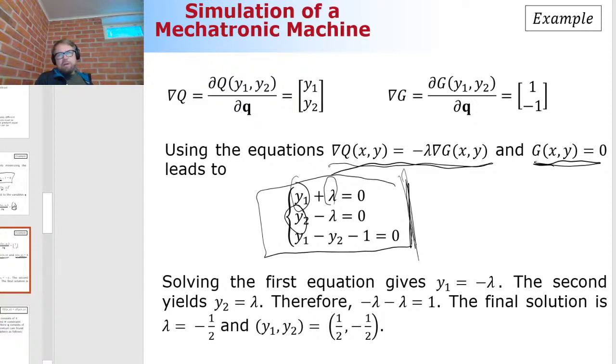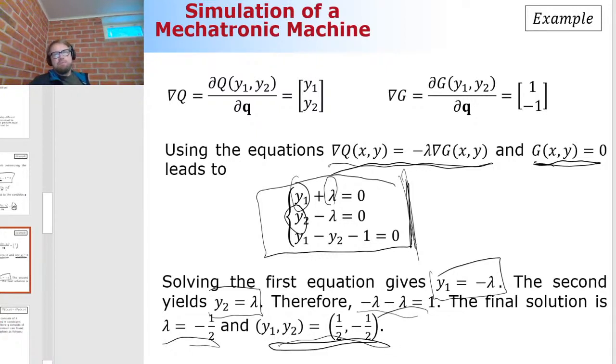That's the way we're going to do this in multi-body system dynamics as well. Now, when I'm solving the first equation, it gives me y1 is equal to minus lambda. Then the second equation gives me y2 is lambda. Then the last equation gives me that lambda is 1 divided by 2. And my final solution where the optimization can be obtained is 1 divided by 2, minus 1 divided by 2.